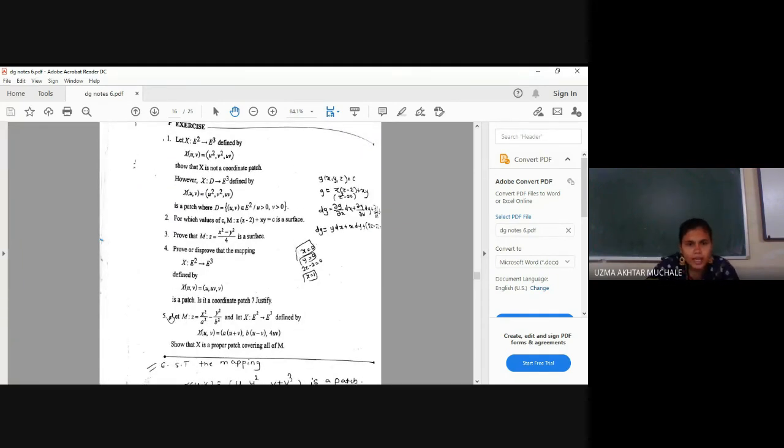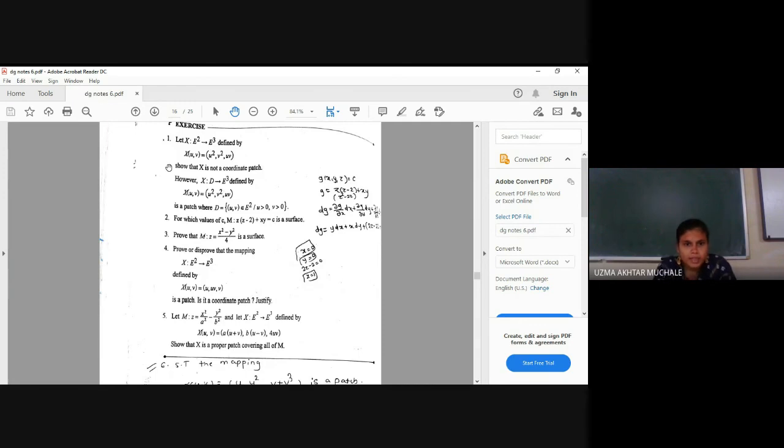If you're not having any doubt, here you have to solve these exercise examples. Solve the first one. Everyone solve the first example from the exercise. If you are able to see the screen, what is the mapping? X is a mapping from E2 to E3 defined by x of uv is equal to (u square, v square, uv). Show that x is not a coordinate patch.